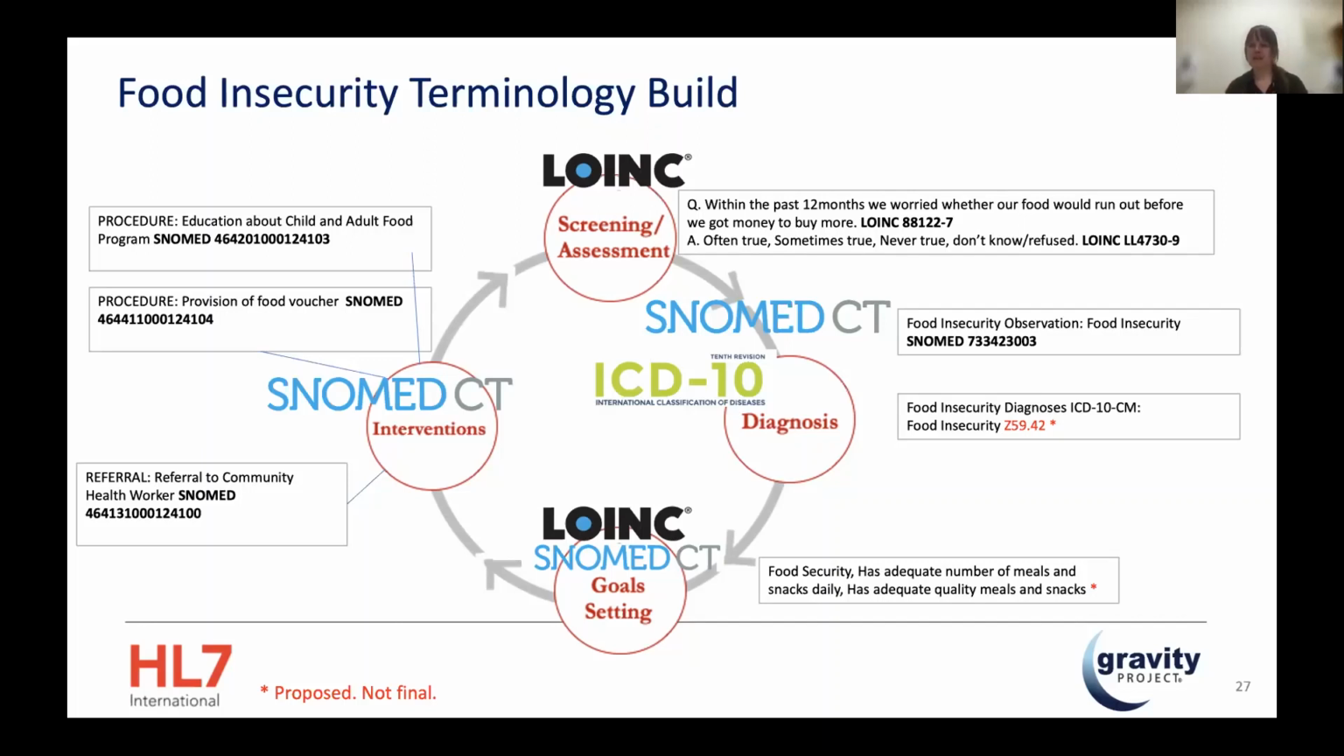And then with diagnoses, that was one of our first initiatives, we have a food insecurity finding code within SNOMED CT. And you'll see very shortly in the US, we have a very robust expansion of ICD-10 that's coming to address social risks very shortly.